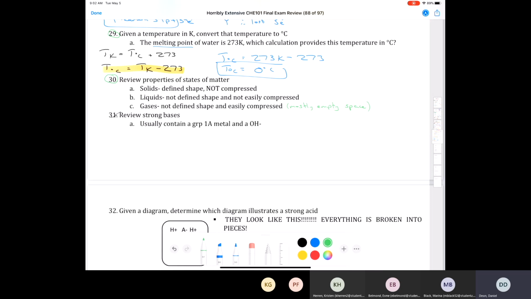All right. The next one is question number 31. After this, we're going to take a short break. It says here, review the strong bases. Strong bases usually contain a group 1A metal and a hydroxide. So strong bases would be things like lithium hydroxide. Lithium is a group 1A metal. Sodium hydroxide, potassium hydroxide, rubidium hydroxide. These are the main strong bases that you're going to see really in Chemistry 101.